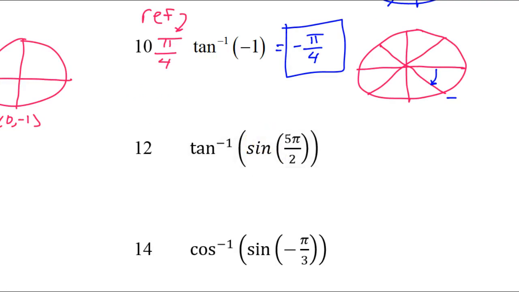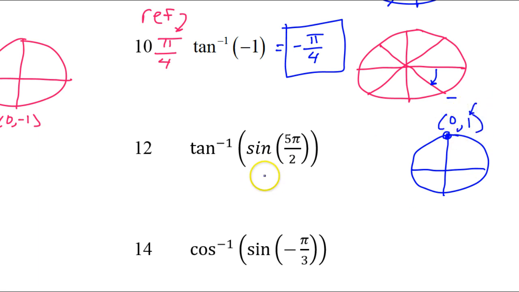What about the sine of 5 pi over 2? Well, this is a quadrantal angle, so let's look at a diagram. 5 pi over 2. This is 1, 2, 3, 4. 5 pi over 2 would be right here. This is the point 0, comma 1. The sine is the y value. So that means this is 1. So that means I have the inverse tangent of 1. Inverse tangent is just an angle. It's the angle whose tangent is 1. And hopefully you've memorized that that is simply pi over 4.